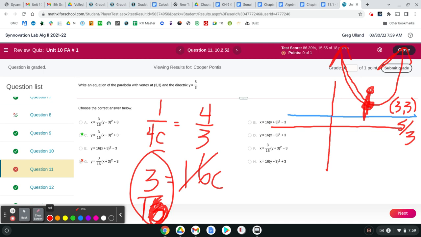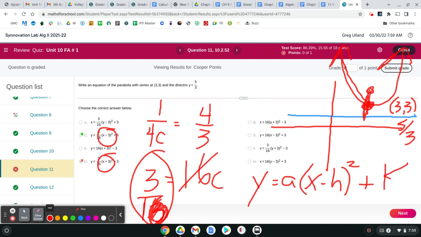Remember, it's y equals a times x minus h squared. That's why you put a plus, and it should be a minus. And then it's plus k, which you did get this correct.